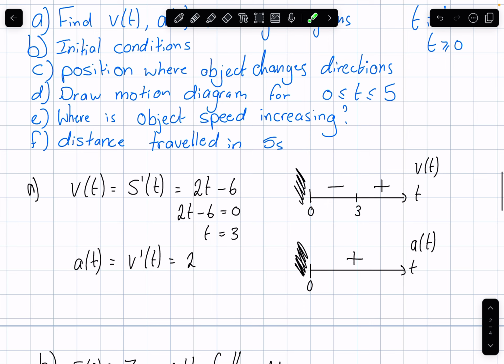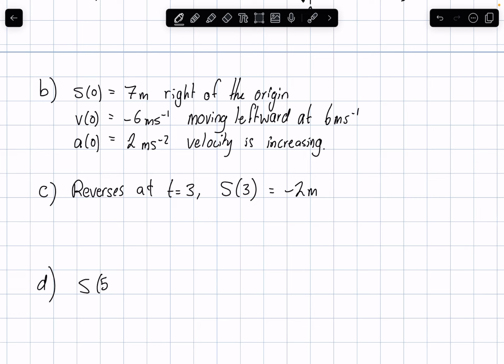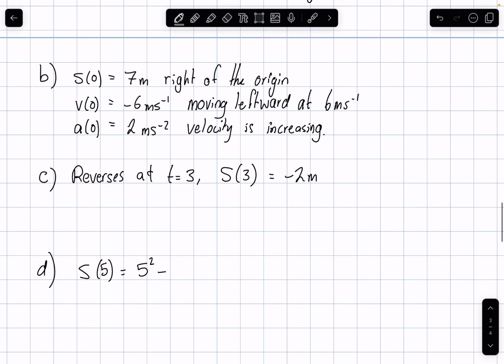Part D, draw a motion diagram for t between 0 and 5. Now, we don't know the position at t equals 5 yet, so let's find that now. So we've got s of 5, so I've got 5 squared minus, and let's just jump back up quickly, 6 times 5 plus 7, which equals positive 2 meters. So I know initially I'm 7 meters right at the origin, moving left, and then I turn around at negative 2 meters, and then at 5 seconds I'm at positive 2 meters, so right of the origin.